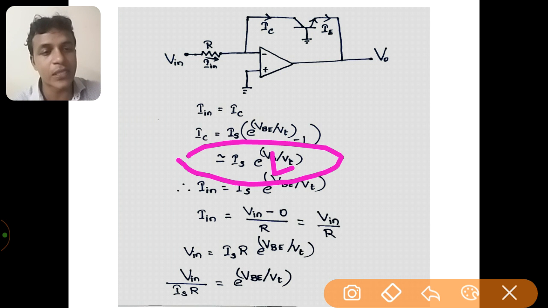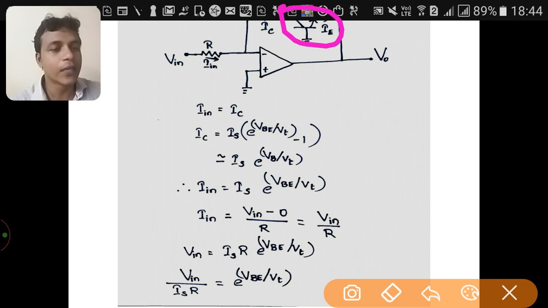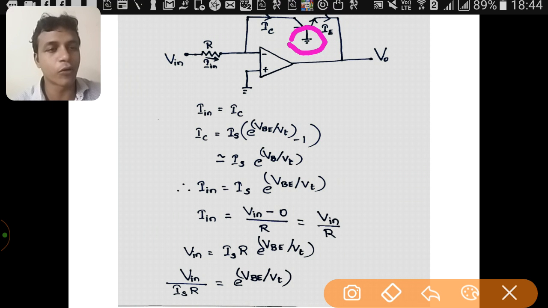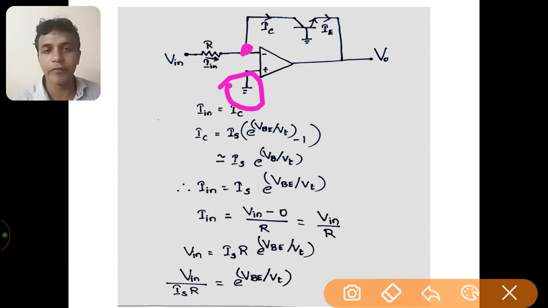So this is VBE, the base emitter voltage. Here, talking about this bipolar junction transistor, the base of the transistor is grounded, and this node is virtually grounded with respect to the non-inverting input terminal of the operational amplifier. That means the voltage at that node is also 0 volt, so the voltage at the collector is also 0. Here the base is grounded, so the voltage at the base is also 0.